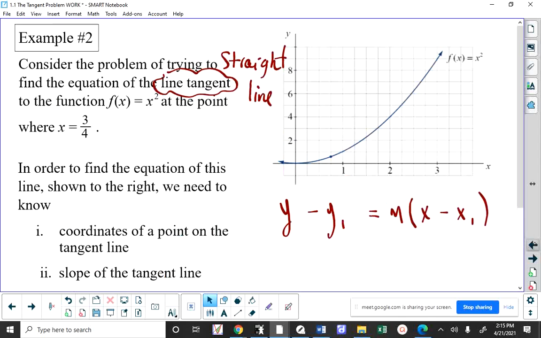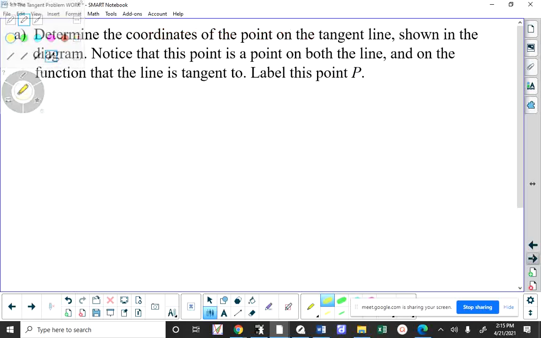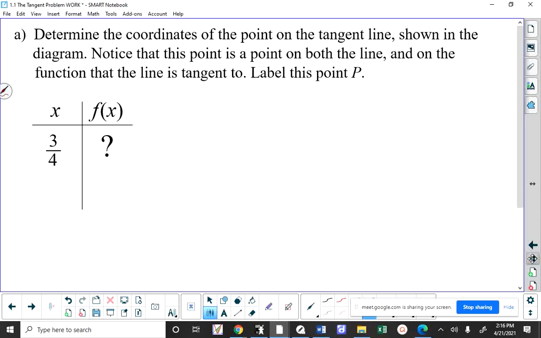Again, I want to go through this slowly. These two things at the bottom of this screen that you're looking at are things that we need to know. The coordinates of a point on the line and the slope of the line. Well, the coordinates of the point are going to be easy because we know the equation of the function is f of x equals x squared. And the x coordinate of the point is given to us, right? This is what this question is asking us. What's the y coordinate when x is 3/4?